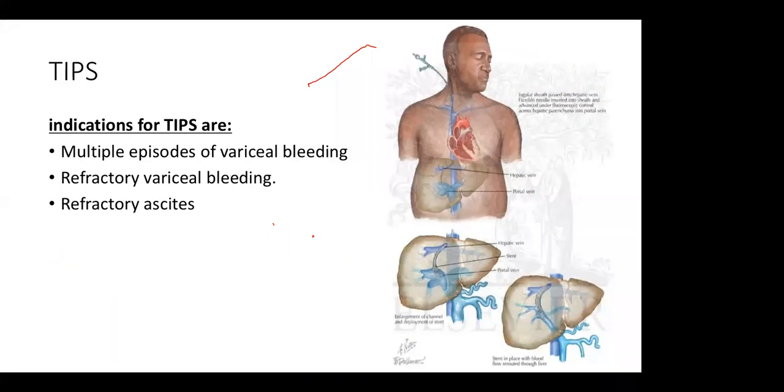So TIPS is indicated if the patient has multiple episodes of variceal bleeding or refractory variceal bleeding, or in the case of refractory ascites. It is inserted through the internal jugular vein to the superior vena cava, through the heart into the inferior vena cava, and then connecting the portal with the hepatic vein.